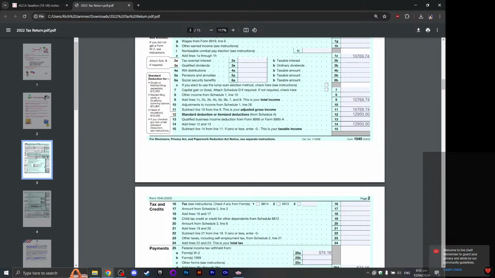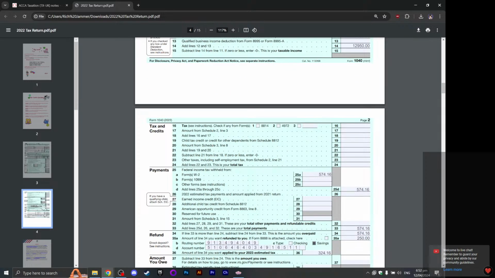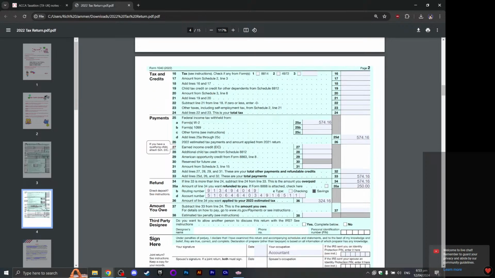Is your adjusted gross in... Oh, wait. Adjusted gross income. Standard deduction, itemized deductions. What? Okay. Add lines 12. I don't understand. Why is this 12,000? Okay, whatever. Tax and credits. Child tax credit, blah blah blah blah. Okay.